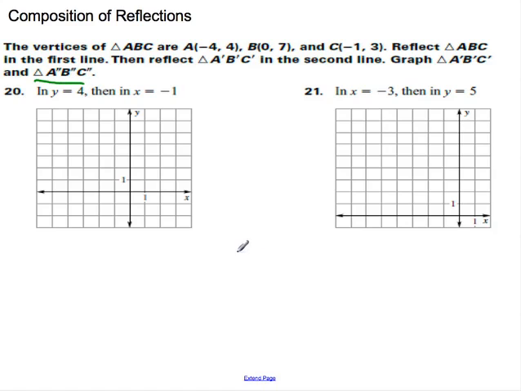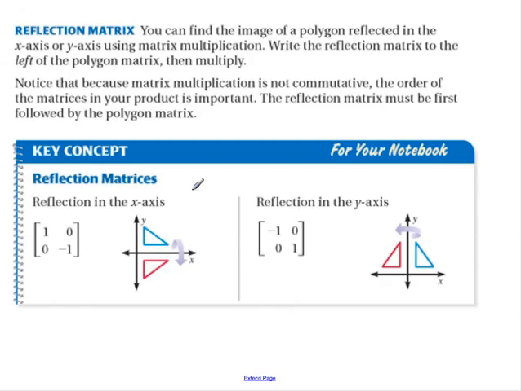So the first thing we'll do is plot these points. We're reflecting over the line y equals 4. So y equals 4 is up here, so we would reflect it once, and then once we have that, we'll reflect it over the line x equals -1. So there will actually be 3 different triangles here. Not too tough, it just takes a little bit of time.